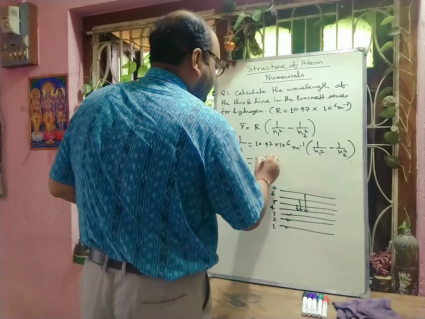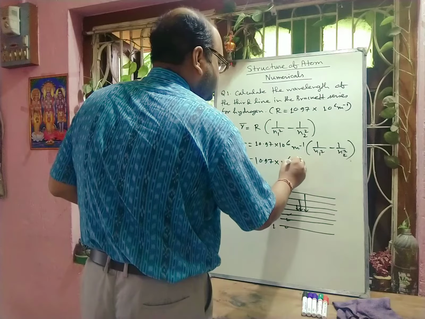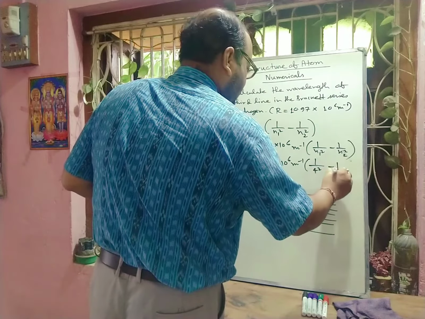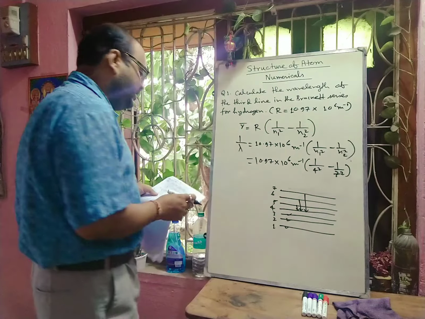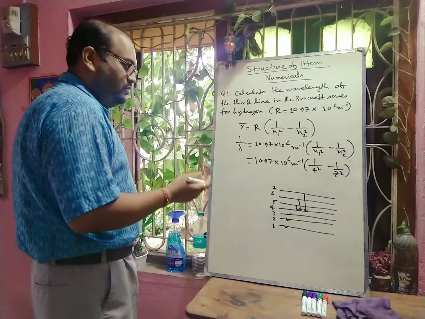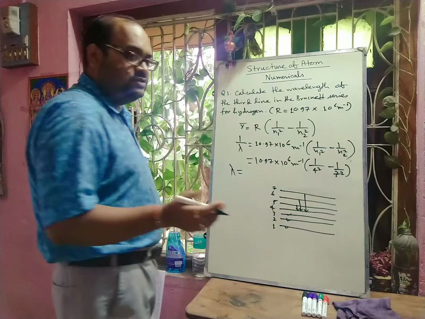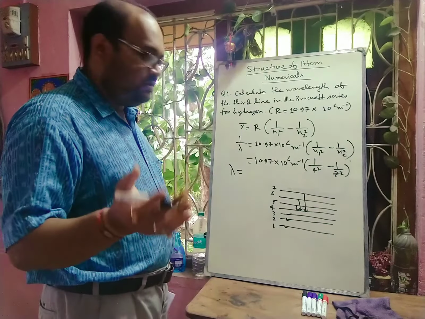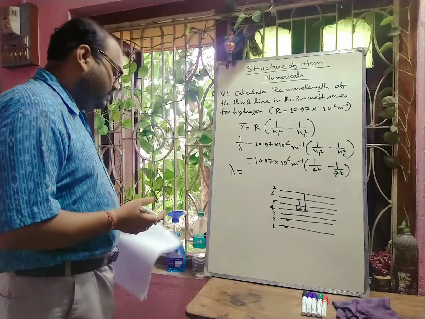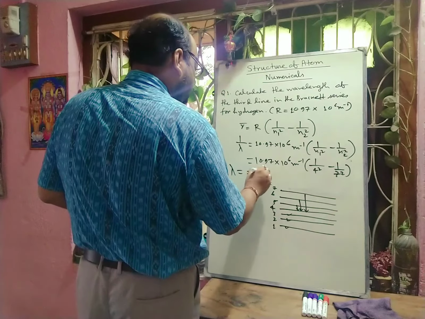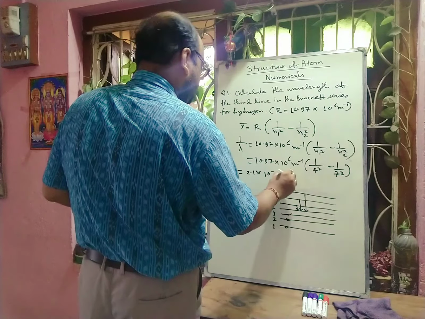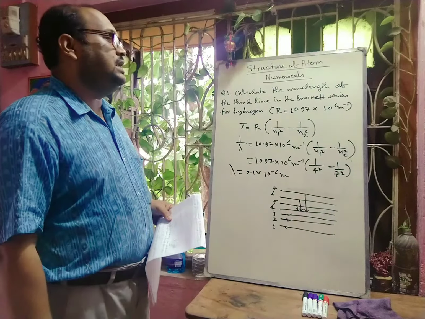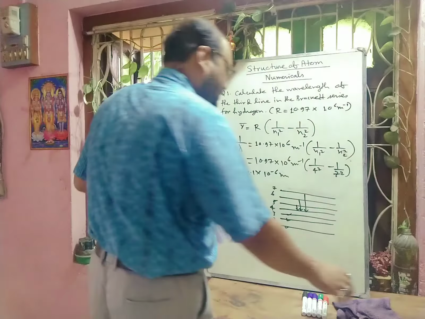So here you have to write 10.97 into 10 to the power 6 meter inverse, 1 by 4 square minus 1 by 7 square. Now you can calculate the lambda using a calculator, because in your board calculator is allowed. If you calculate, the value of lambda will be 2.1 into 10 to the power minus 6 meter. So this will be the answer of this question. Hope you can understand.